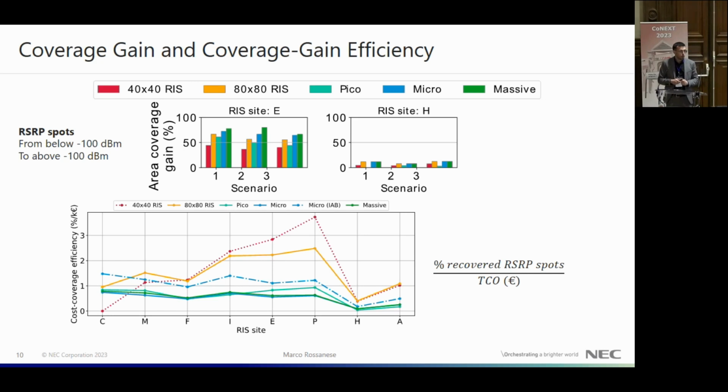Similarly, as before, in the cost coverage efficiency, I analyzed the ratio between the recovered spots over the TCO. And also here, the RIS is winning on most of the sites, except with C, where the placement of the RIS was bad from the beginning. And the 40 by 40 RIS seems to be the best candidate also here.